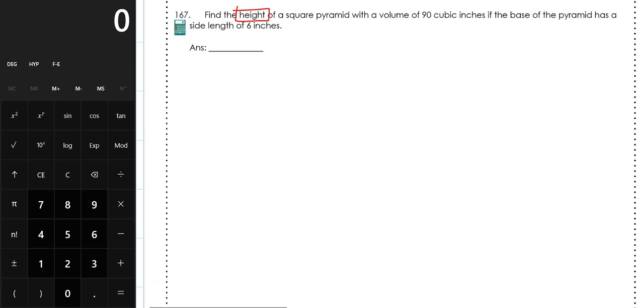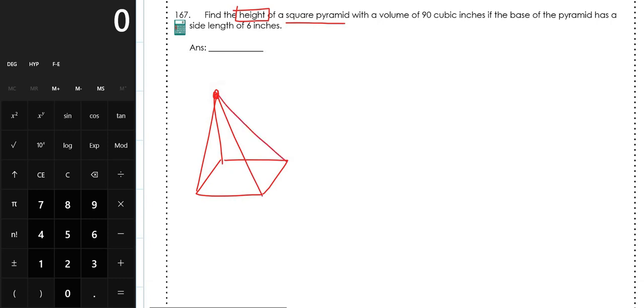So it says find the height of a square pyramid. Okay, so I'm going to go ahead and draw. My base is a square. Put a point at the top, connect it to each one of the vertices. Okay, so here's my square pyramid. I'm going to show it's a square by putting a tick mark on each one of the sides at the bottom there. They're telling me the volume is 90 cubic inches. So I'm going to write down V equals 90 inches cubed.